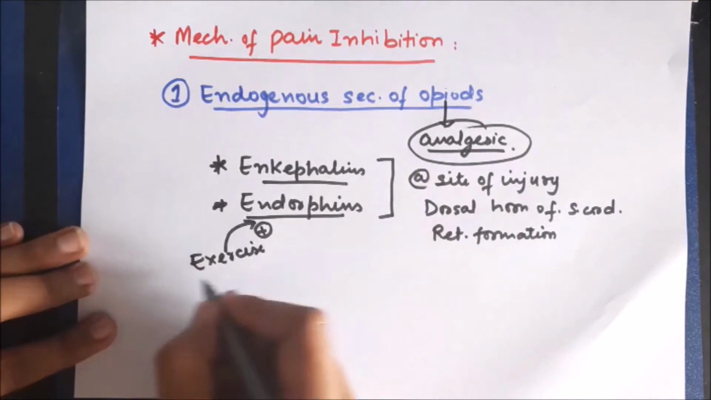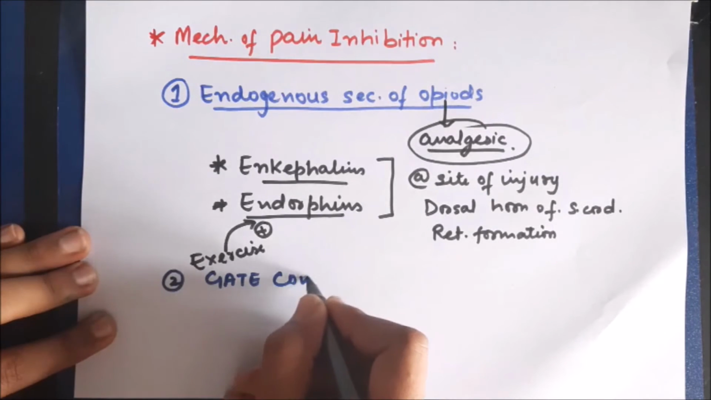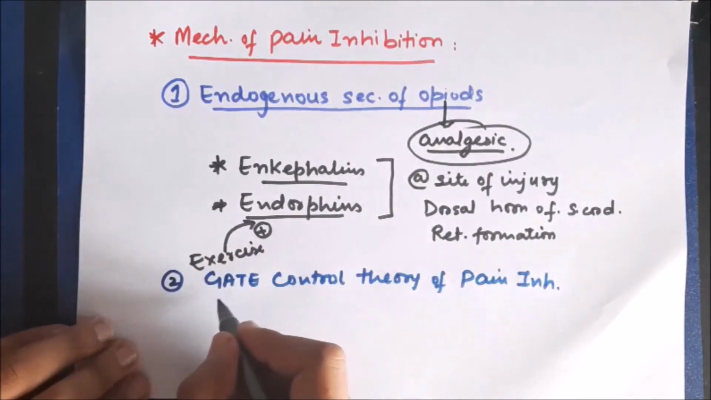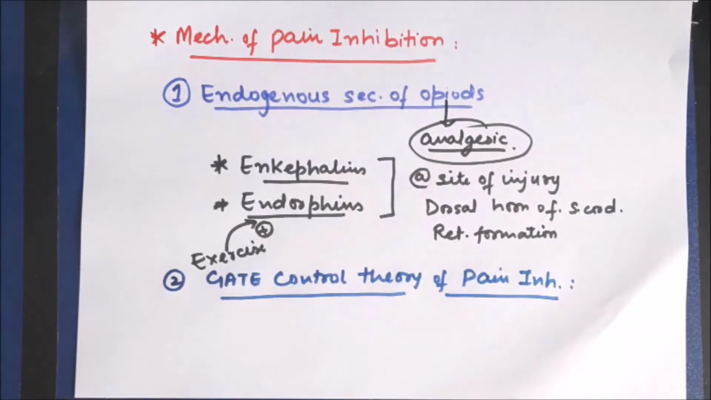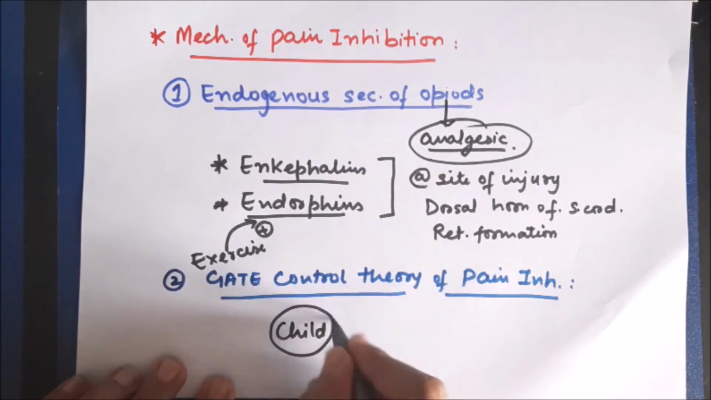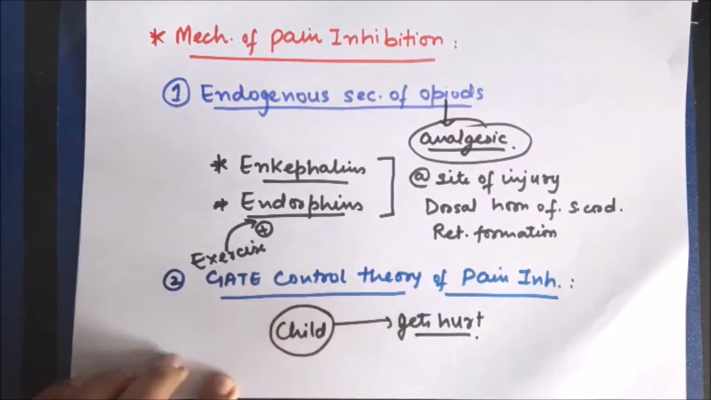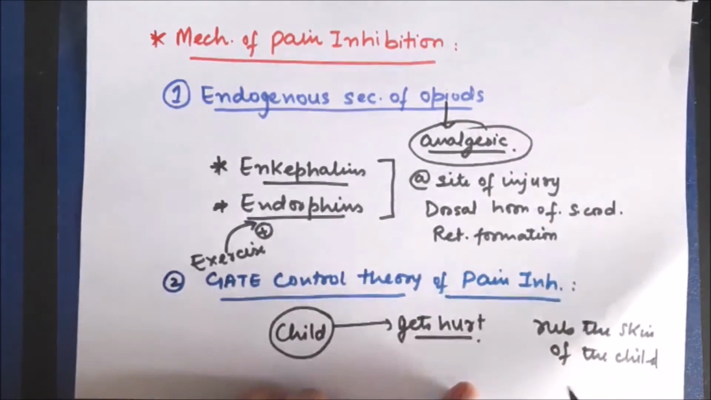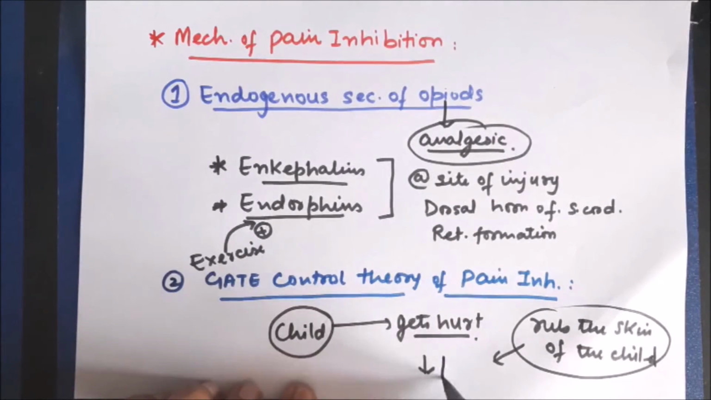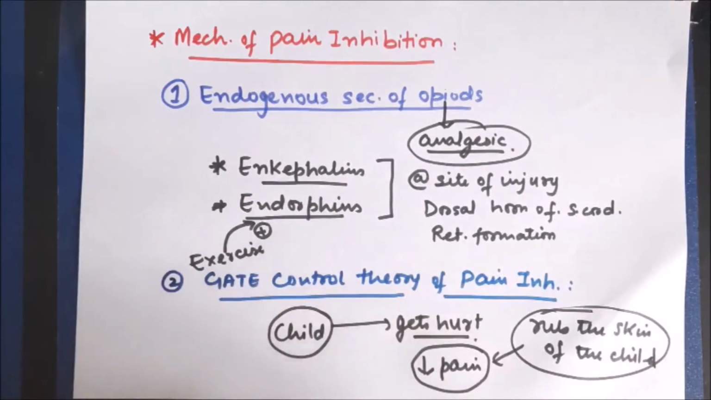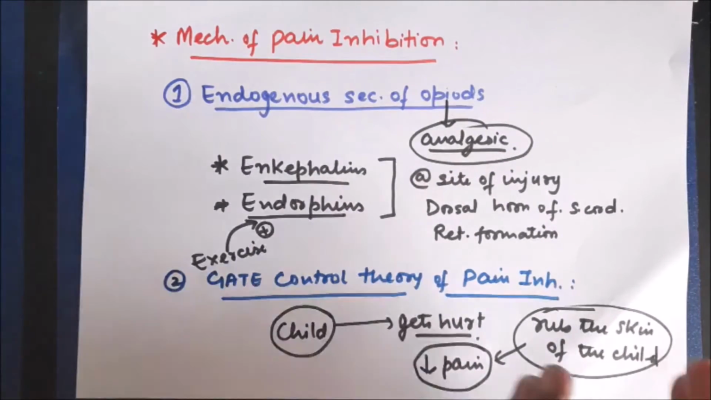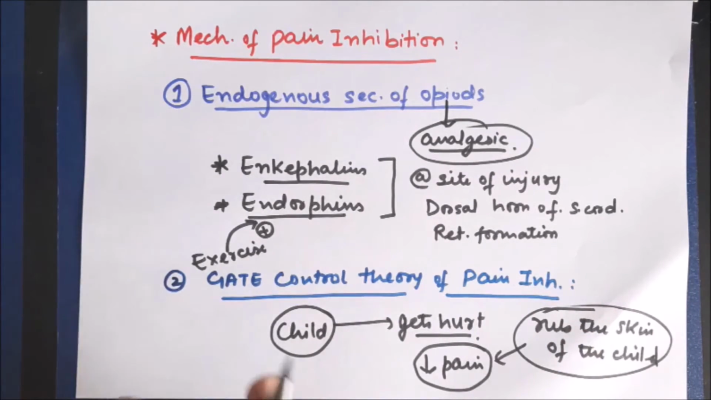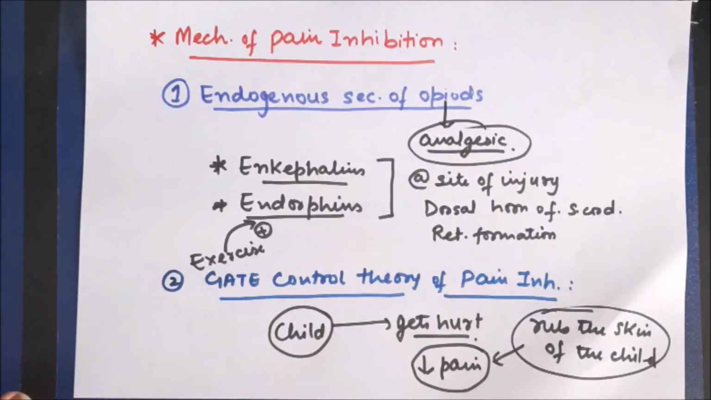These substances act as analgesics and decrease the perception of pain. Now another important mechanism for pain inhibition is called the gate control theory of pain inhibition. Let me explain it with the help of an example. Let us say there is a child and the child falls down and gets hurt. In order to decrease the pain perceived by the child, we rub the skin of the child. Usually we rub the skin of the child and we believe that it decreases the pain. So it is true, and the concept can be explained with the help of the gate control theory of pain inhibition. Whenever we rub the skin of the child, the pain pathway is inhibited, and it can be explained by the gate control theory. We'll see in a few moments.